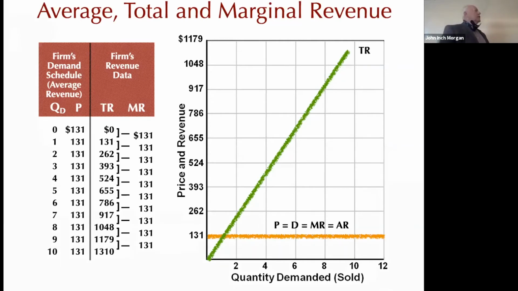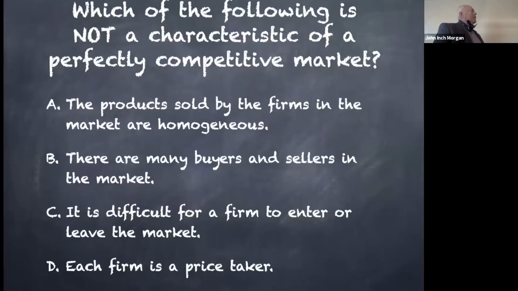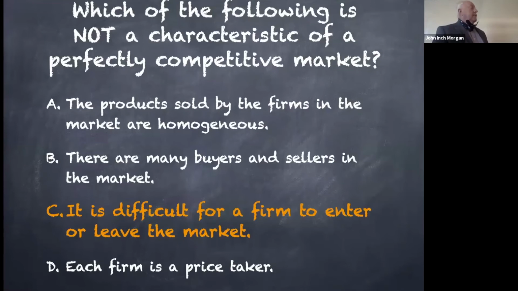So a typical question on this would be something like this in our chalk talk. Which of the following is not a characteristic of a perfectly competitive market? I'm going to give you a second to take a look at that. Okay, do you have your answer? It is C. It is difficult for a firm to enter or leave the market. It's really easy for a firm to enter or leave the market.